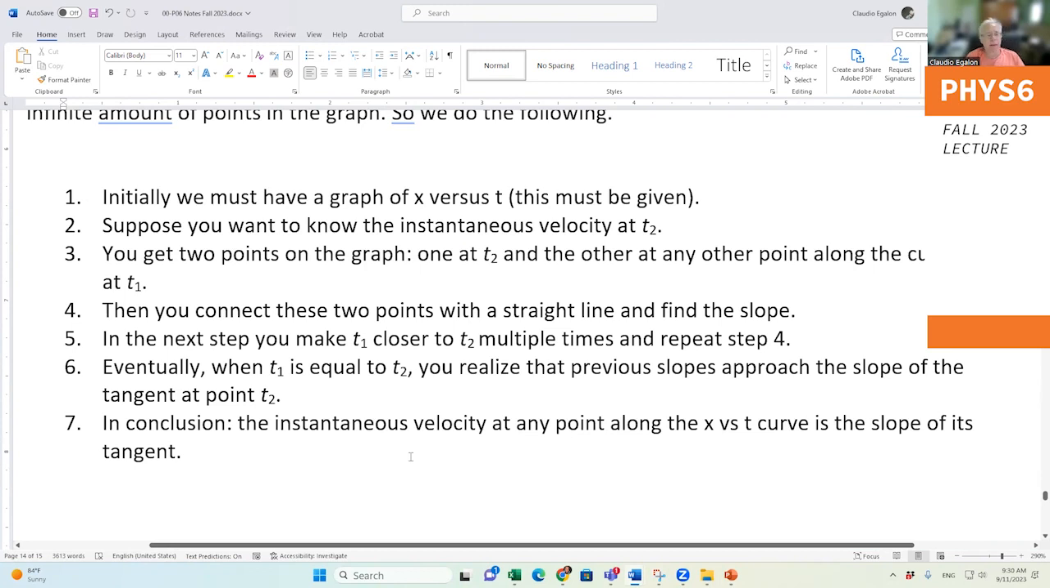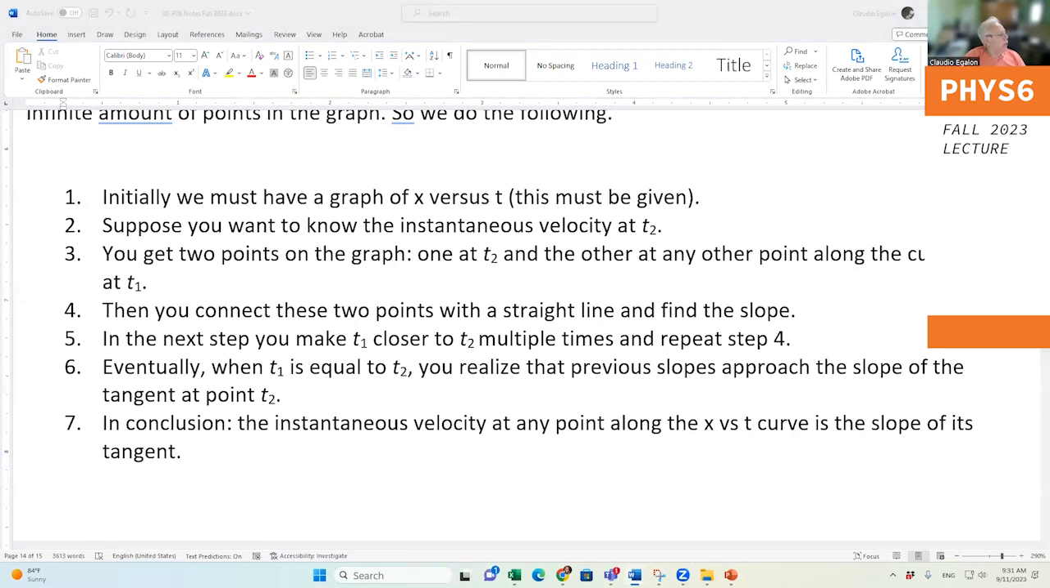For average velocity, the average velocity is the slope of that line that connects 2 points in the curve, in the x versus t graph. For the instantaneous velocity, it is going to be the slope of the tangent at a given point along the curve. That's what you have to know.